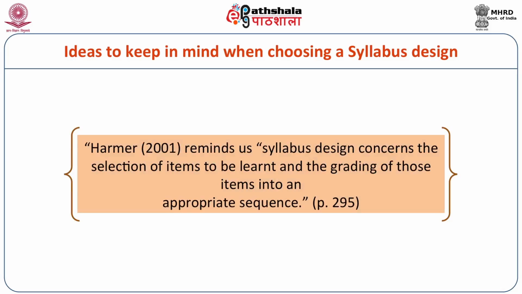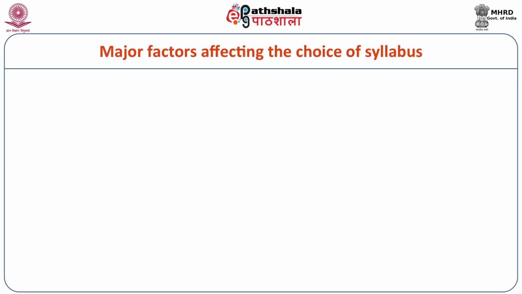Now, Harmer reminds us, syllabus design concerns the selection of items to be learned and the grading of those items into an appropriate sequence. And the major factors affecting the choice of syllabus are four. First, learnability. Whatever we are going to put in the syllabus, is it learnable or not? If this is not the case, whatever we have just put in for the sake of keeping it, and students are not in a condition to learn it.